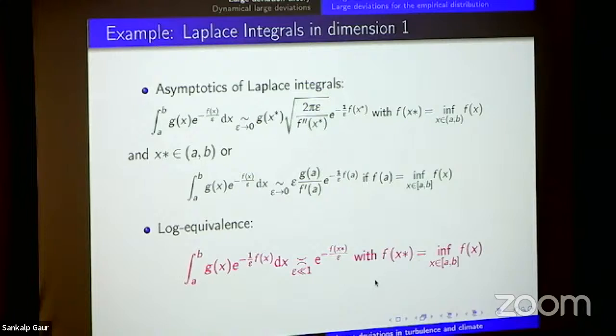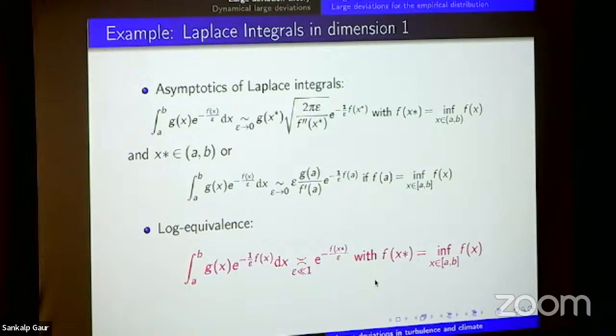But for any of these cases, the log equivalence result is that the integral of g of x multiplied by this exponential is log equivalent to exponential of minus f of x star divided by epsilon, where x star is just the value where you get the minimum of f. So we could do that for a path integral, for instance. This is how it worked in many cases in statistical mechanics. It's often called a saddle point approximation.